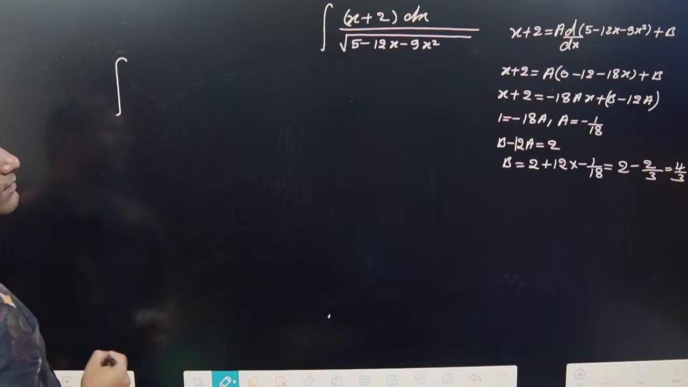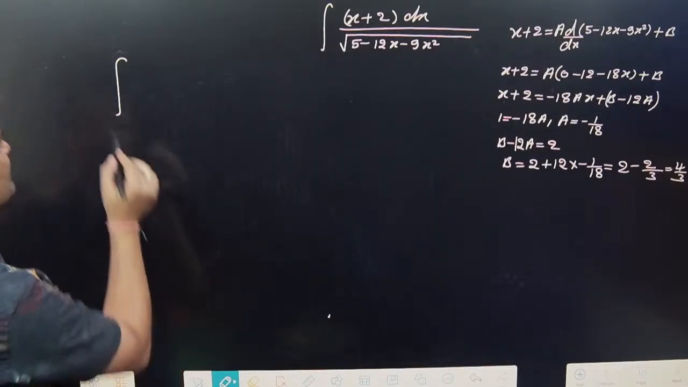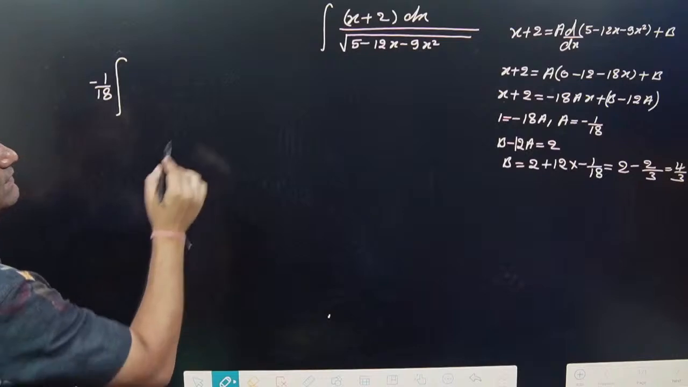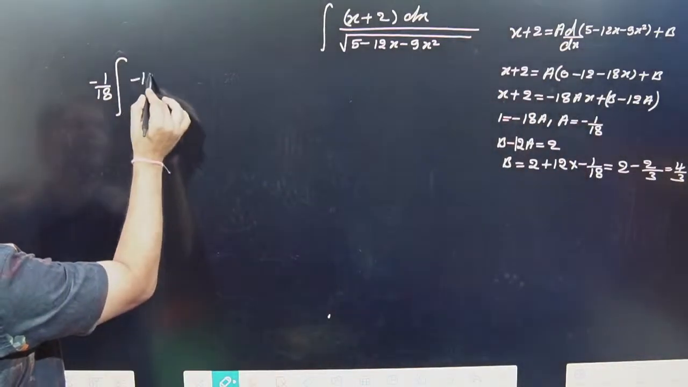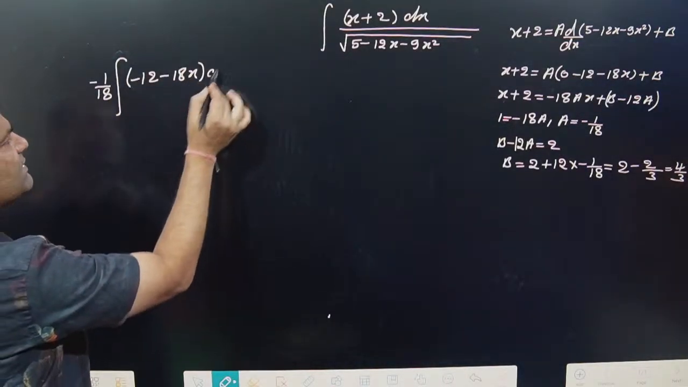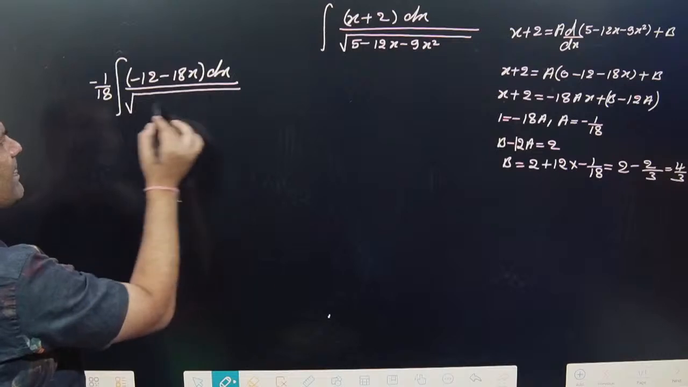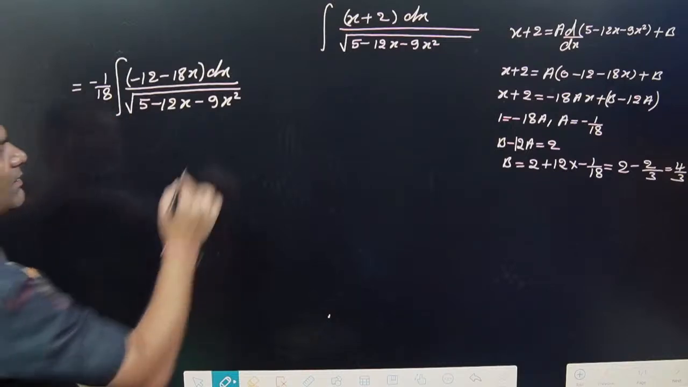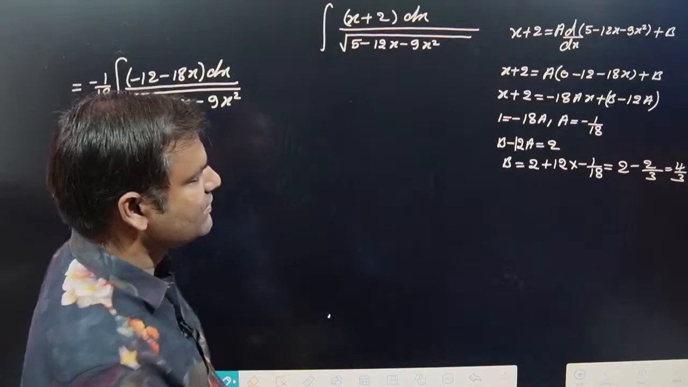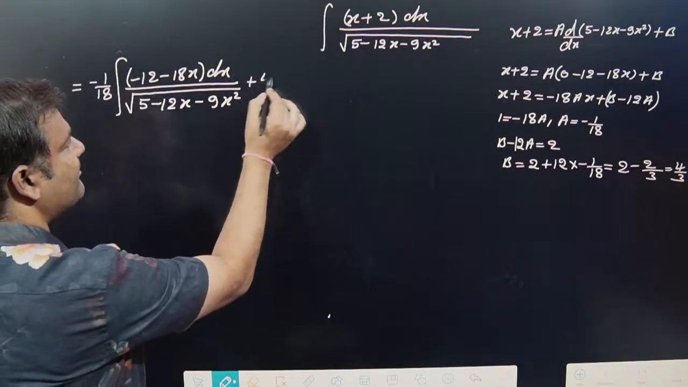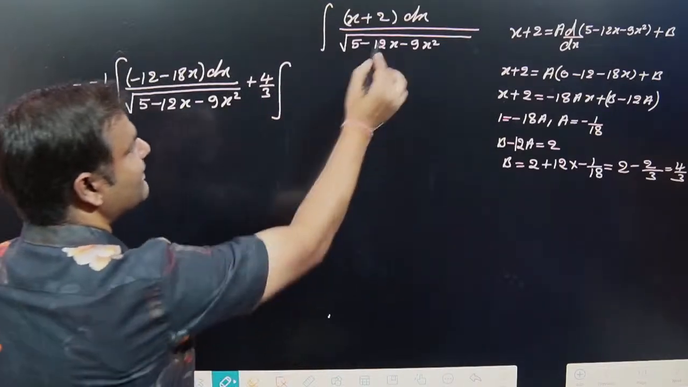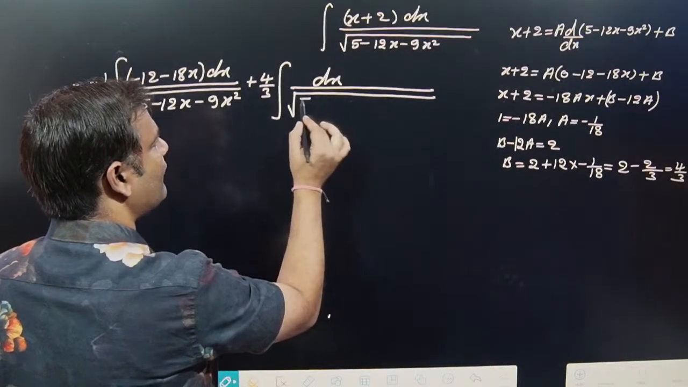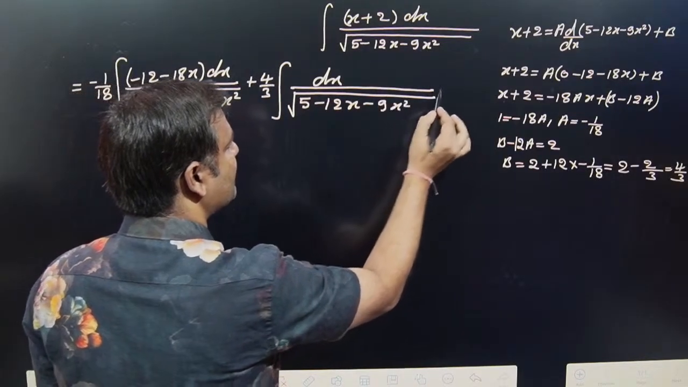So you can say the integration of, a is minus 1 by 18, so written minus 1 by 18 into the differentiation of that part, basically minus 12 minus 18x, dx divided by 5 minus 12x minus 9x square, plus b, which is 4 by 3, so written here 4 by 3 into the integration of dx divided by 5 minus 12x minus 9x square. That is equation number 1.